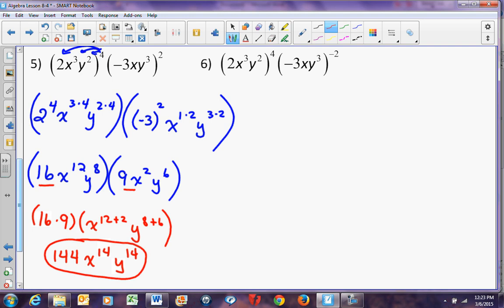Number 6 looks awfully familiar to number 5. Seems like almost the same numbers, except you'll notice that all of a sudden, the second quantity, negative 3x, y to the 3rd, is to the negative 2nd power. Let's see what that does to our problem.